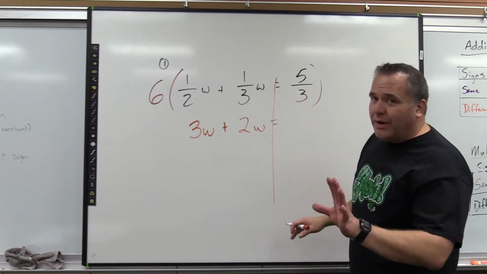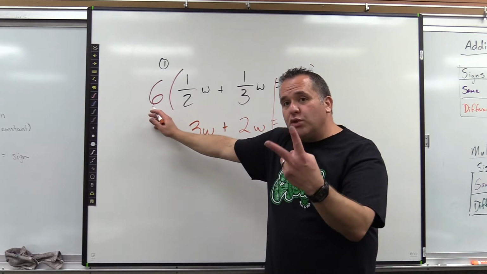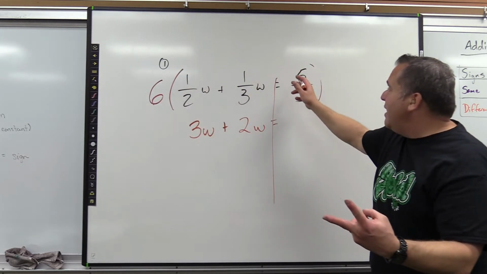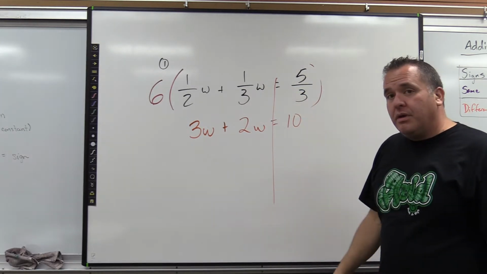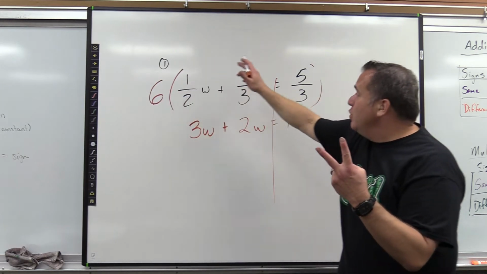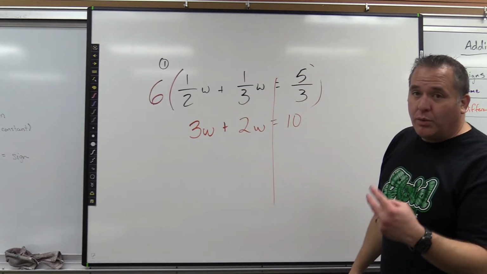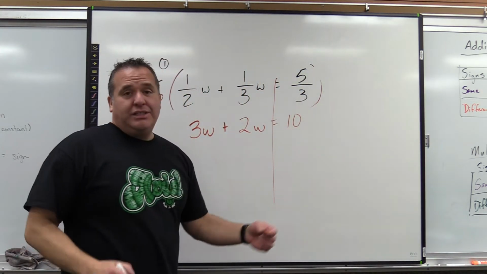You can draw that line too. I forgot. Sorry. Now, 3 goes into 6 how many times? 2 times. And 2 times 5 is 10. So I'm going to put a 10 here. Let me say that again. 3 went into 6 2 times, and 2 times 5 is 10. Okay? So now we have our equation, and notice there are no more fractions in it.